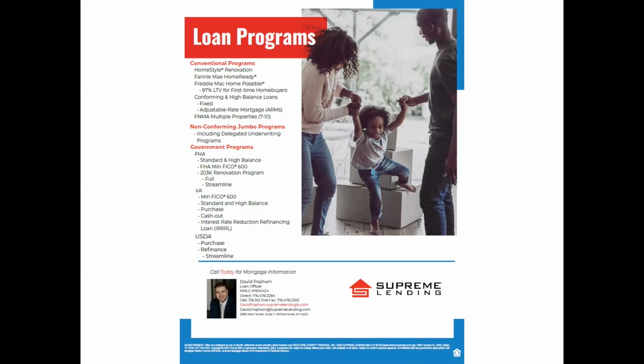FHA is going to be 3.5%, like we talked about. VA is going to be 0 down payment, and USDA can do 0 down payment as well. The only other program that is not listed on here is Sunny Mae, which is a New York specific program that targets first-time home buyers.